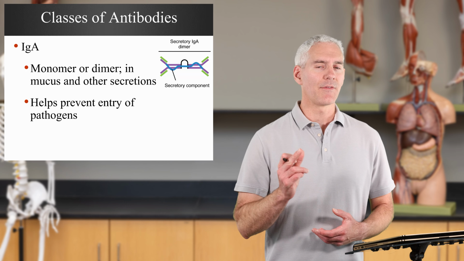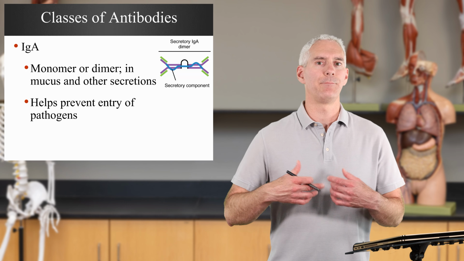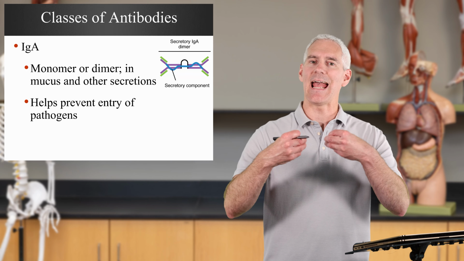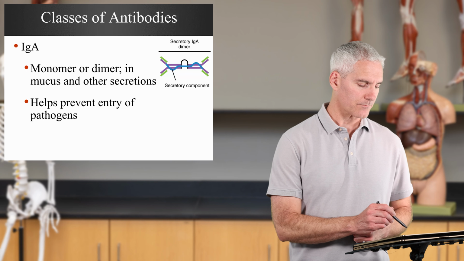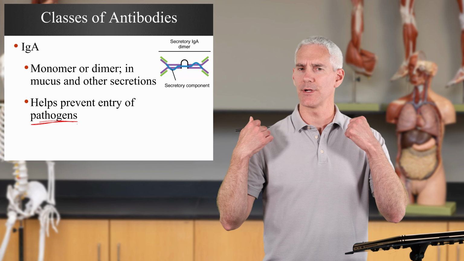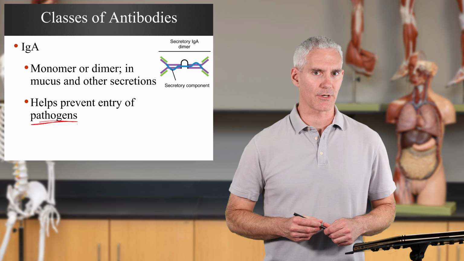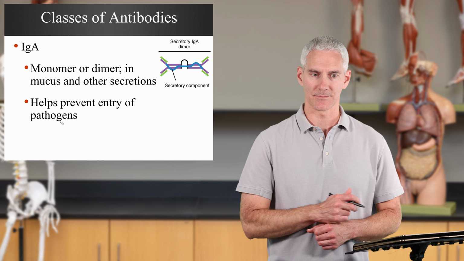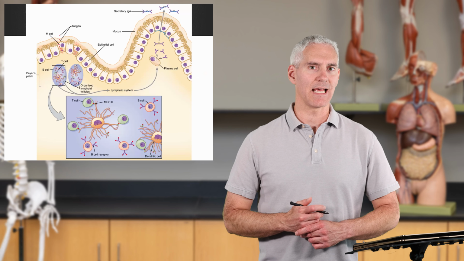IgA. Now this one is primarily found as a barrier. Think mucuses. It's found in mucus trying to prevent entry into the body. So it's really trying to stop those pathogens from getting through your nasal membrane, through your mucous membranes of your GI tract. It's all about trying to prevent entry initially. So you can kind of see an example here.